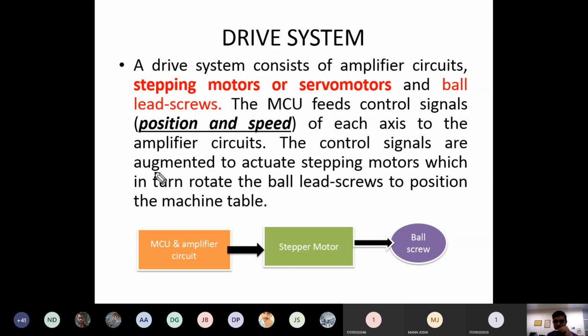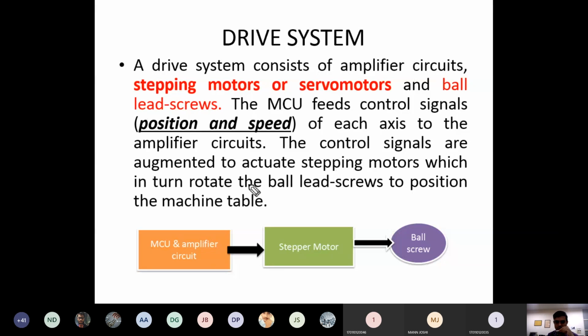The control signals are augmented to actuate the stepping motors, which in turn rotate the ball screw to position the machine table. So how does it work? This is our stepper motor. The stepper motor is attached with the axis of the lead screw or ball screw. How will you get the motion when the stepper motor is rotated? It is connected with the ball screw mechanism. Then one end is connected with the amplifier circuit. So this is the sequence of attaching a drive system.